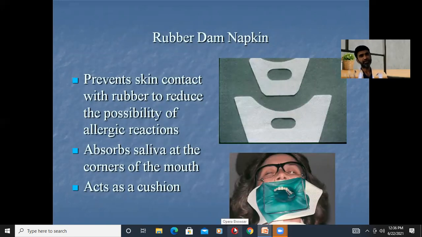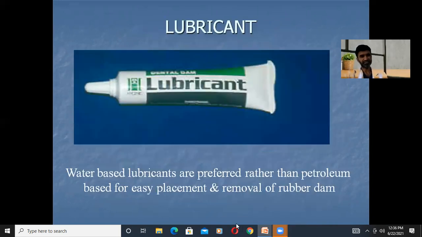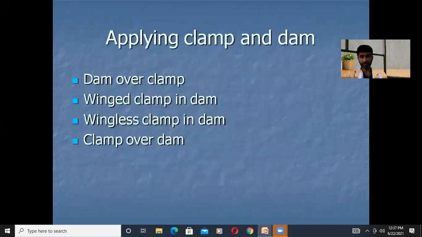The rubber dam napkin prevents skin contact with the rubber to reduce the possibility of allergic reactions, absorbs saliva at the corners of the mouth, and acts as a cushion. The lubricant is generally water-based, preferred rather than petroleum-based, for easy placement and removal of the rubber dam. Applying the clamp and the dam: there are a few techniques. Dam over clamp, winged clamp in dam, wingless clamp in dam, and clamp over dam.